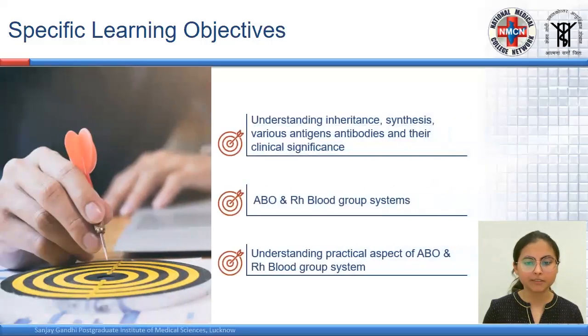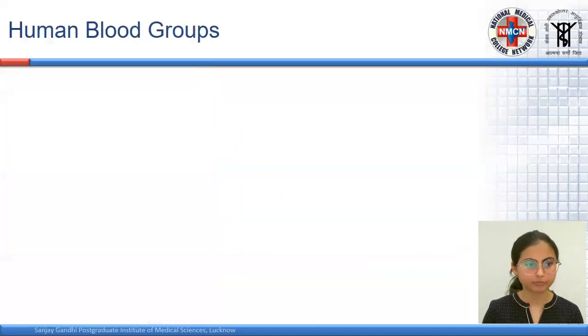So the learning objectives for today's lecture are understanding the inheritance of the blood group systems, how the genes for the blood group systems are passed from the parents to the children, how the antigens are synthesized, what the antibodies are and how the antibodies against those antigens are formed inside the human body, what their clinical significance is, and then mainly we'll learn about the ABO and RH blood grouping. We'll also learn about the practical aspects, what problems we face while doing the blood grouping in the blood bank and how to issue.